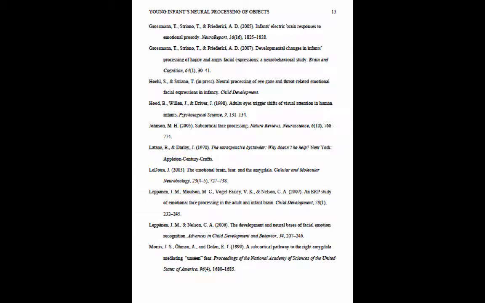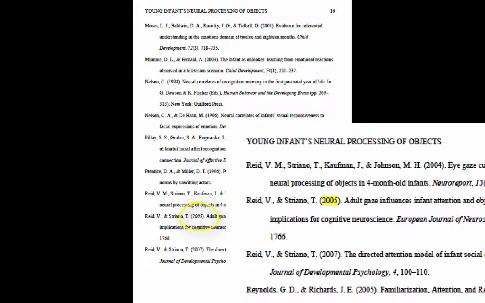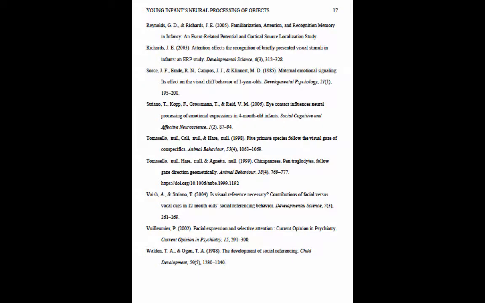In another reference on the same page, the word "and" is spelled out between the last 2 authors of the citation. Instead, an ampersand sign should be used. Next, on page 16, the year 2005 should not be italicized. On page 17, a comma was placed between the year of publication and the title of an article being referenced. Instead, a period should be used.